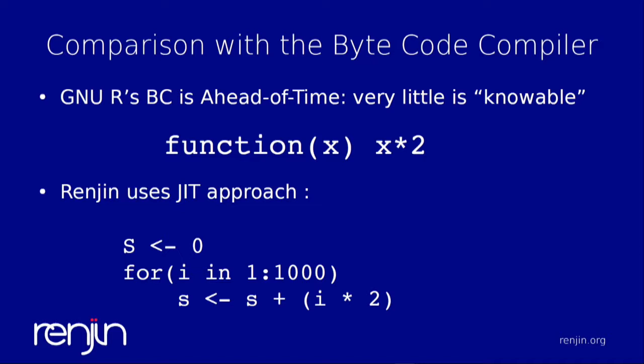Now, with the just-in-time approach, basically we don't do any work, we don't do any compilation until we enter the loop. And then the interpreter says, oh, wait a second, I've got another 1,000 iterations of this. I'm going to stop. I'm going to look at all the types that I have. So you know that S is 0, for example, that it's a double of length 1, that it doesn't have a class attribute, that it's not an S4 object.